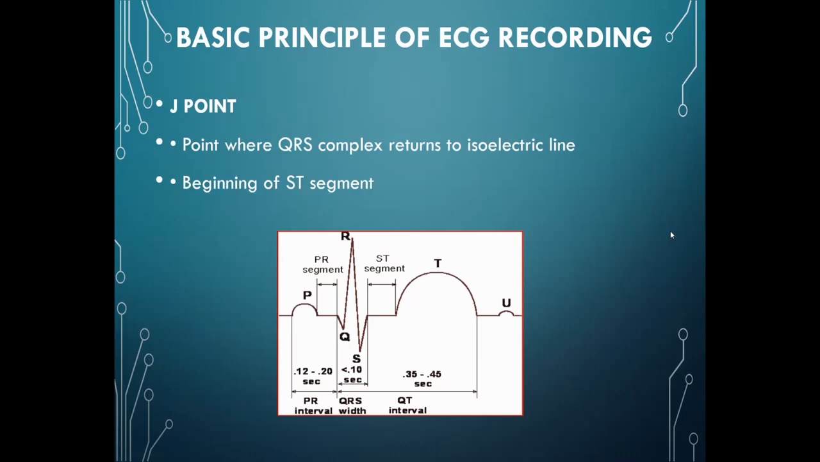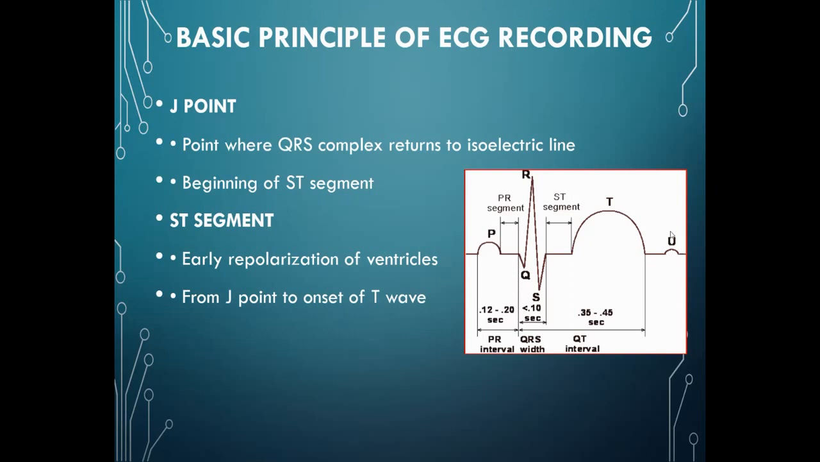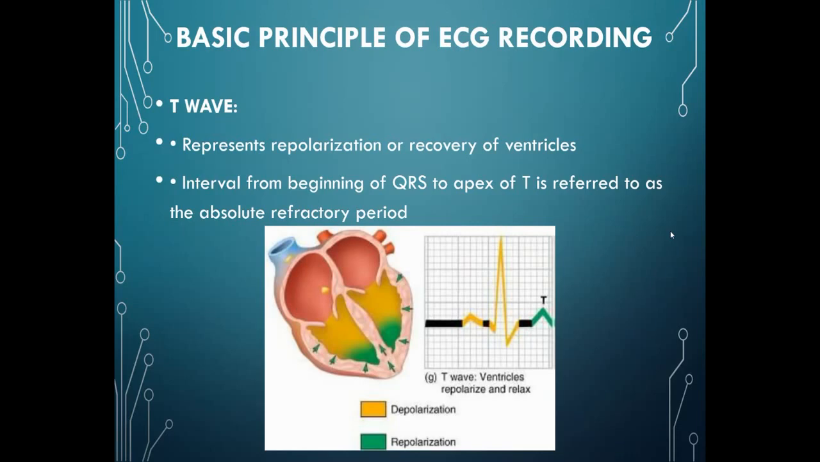From here, the ST segment is going to start. So what is the ST segment? It is the early repolarization of the ventricles so that the T wave can take place. Repolarization of the ventricles means they are going to relax again. The T wave represents the repolarization or recovery of the ventricles after taking up blood from the atria. Once the ventricles have received it, they forward it to the body parts. Now they become relaxed again.